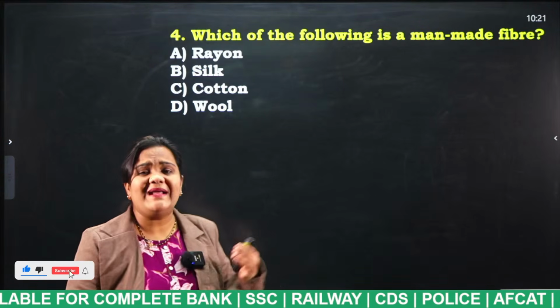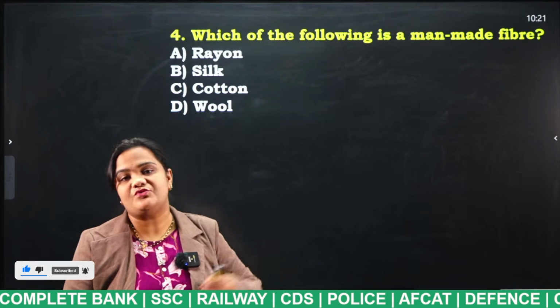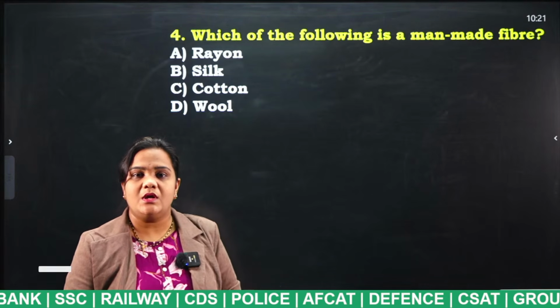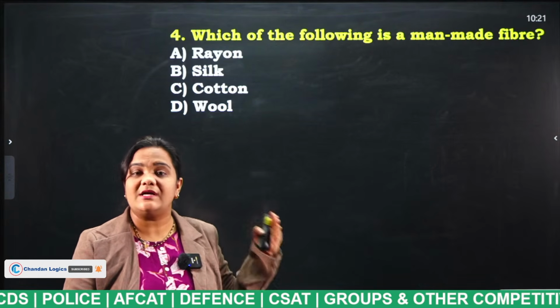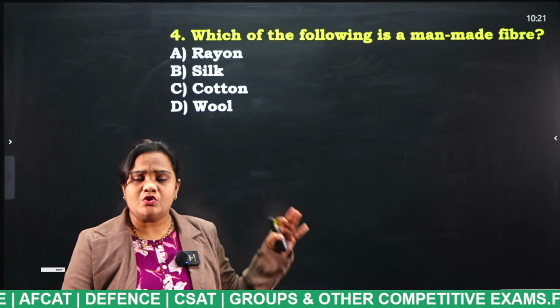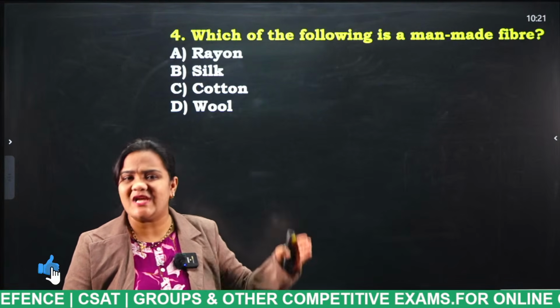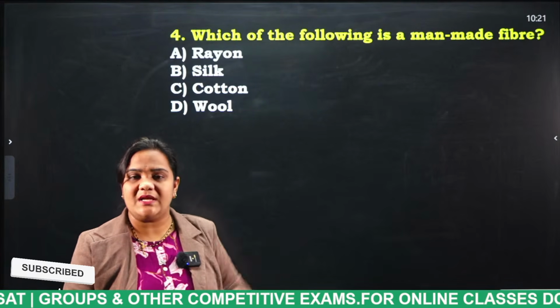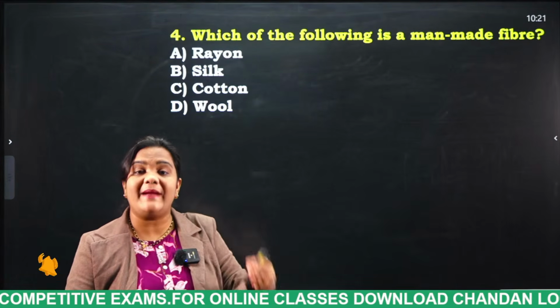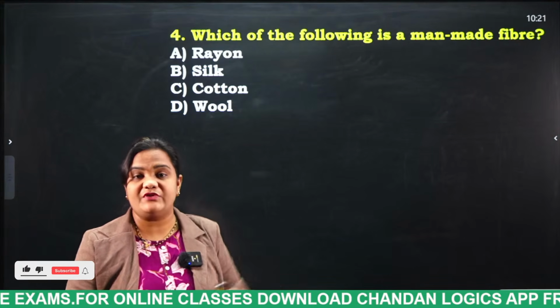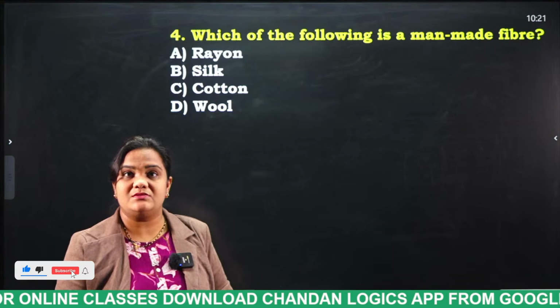And wool. Where do we get wool from? From animals' fur, for example sheep. Many animals have fur, and we use those animals' fur as wool. So these three are naturally made. We get them naturally. Only one we cannot get naturally. We have to make it artificially. So what is that, students?